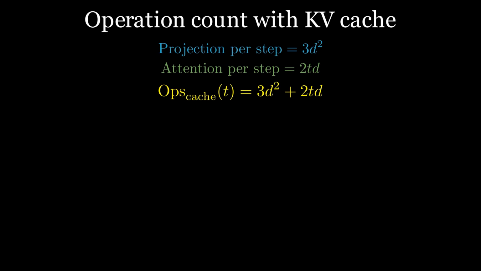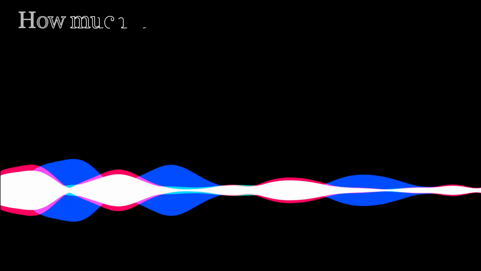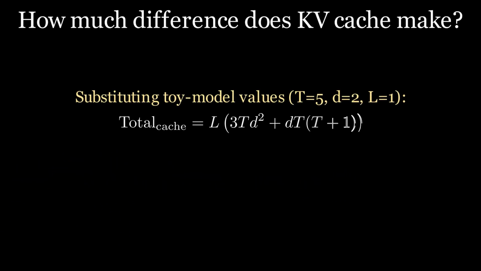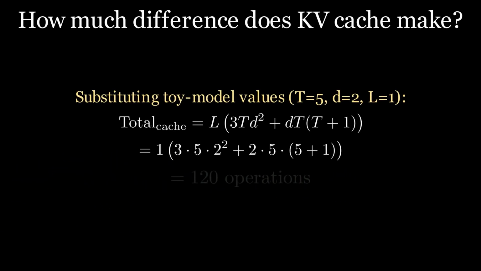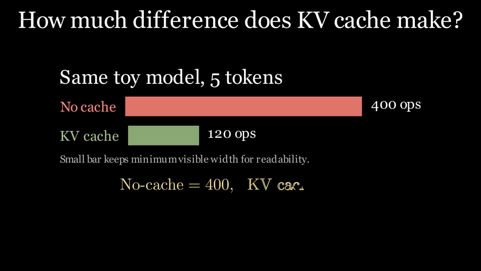To generate all the tokens, we'll perform sum over all generating steps, and by solving this, we will get our final equation to compute the number of operations. The time complexity with cache will be O(T²D). Now let's see how much difference we made on the same example. Substituting value of tokens and model gives us 120 operations, which is far less than non-cache 400 operations.